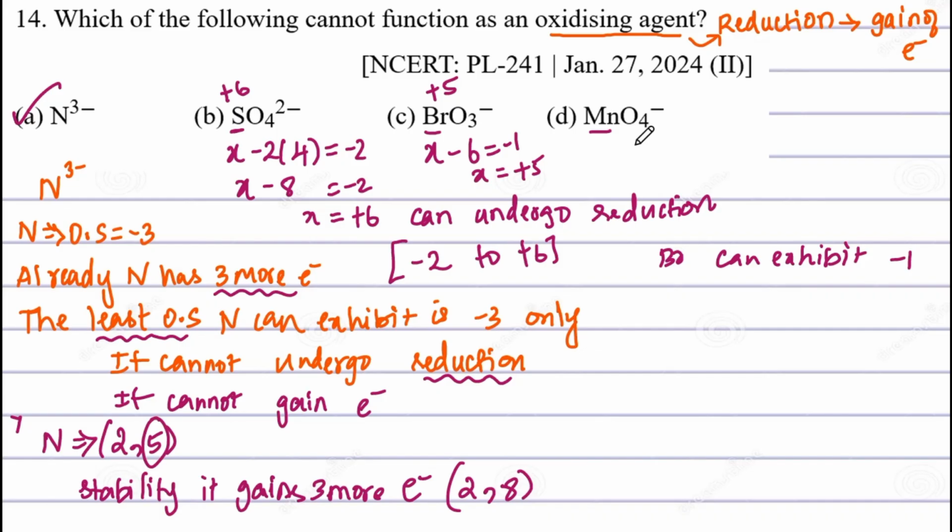Then going to the next one, manganese in MnO4 minus. X minus 2 into 4 is minus 8 equal to minus 1. X equal to plus 7. So here also manganese is present in the positive oxidation state, highest oxidation state plus 7. We all know manganese undergoes reduction in acidic medium by gaining 5 electrons. It will be converted to Mn2 plus. Then in basic medium, it will gain 3 electrons and it is converted to MnO2. So manganese definitely undergoes reduction. So the correct option is option A.